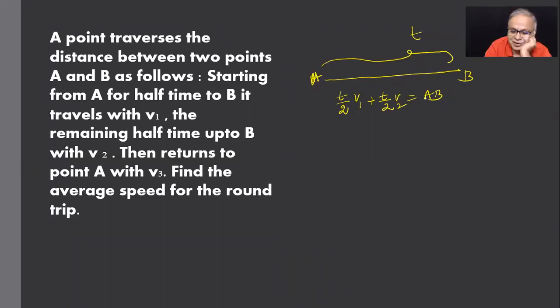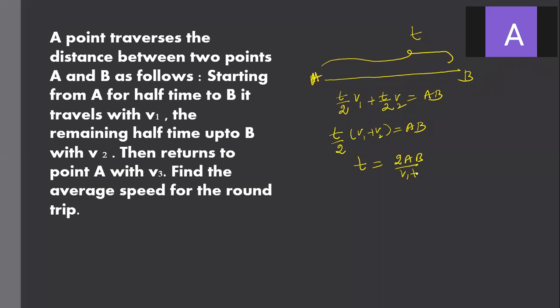So if I take T/2 out of this, what will I get? V1 plus V2, I'll get equals AB. Actually, I need not write so much, but I'll write anyway. So T will be what here? 2AB by V1 plus V2.